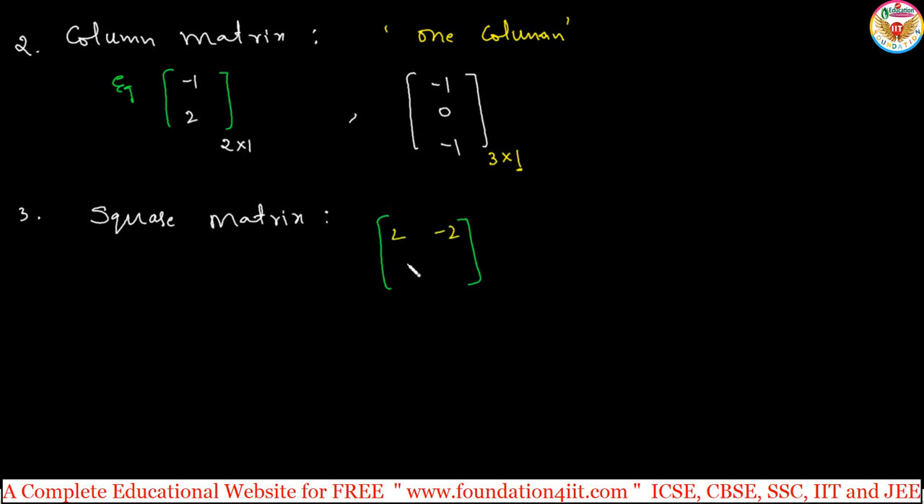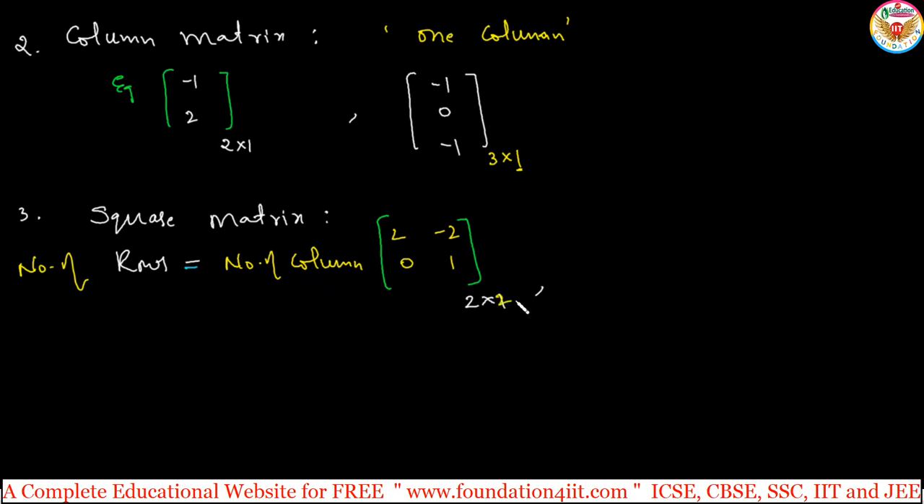Now take 2, -2, 0, 1. Observe this, 2 rows and 2 columns. So the number of rows should be equal to the number of columns. The number of rows must be equal to the number of columns in a square matrix. Rows and columns are equal. The number of rows is exactly equal to the number of columns. That is a square matrix.